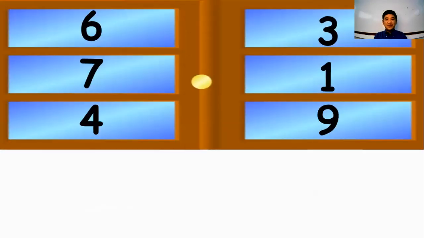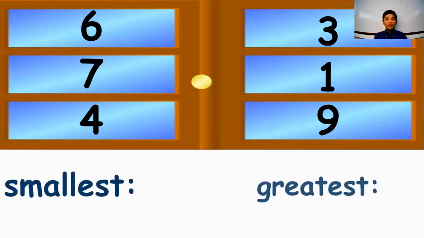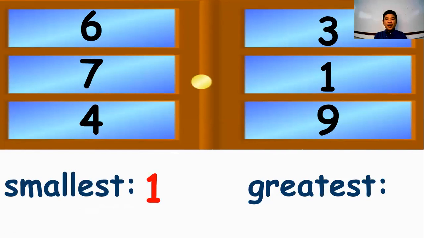And then how about this one? We have 6 given numbers: 6, 7, 4, 3, 1, and then 9. Let us identify the smallest and the greatest number. In this given set, what is the smallest number? Very good. It's 1. And what is the greatest number? Very good. It's 9. There you go.